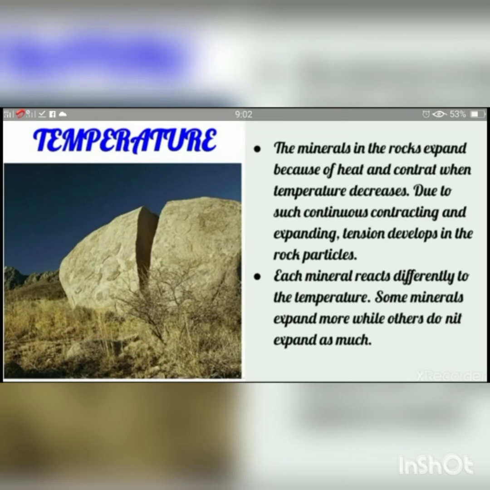Weathering of this type is very common in hot desert areas. This contraction and expansion process, students, continuously takes place. Because of this continuous process, the particles of the rocks become loose and cracks are formed. This type of weathering is mostly found in hot desert areas where the day temperature throughout the year is very high. So in desert areas we can see this weathering.